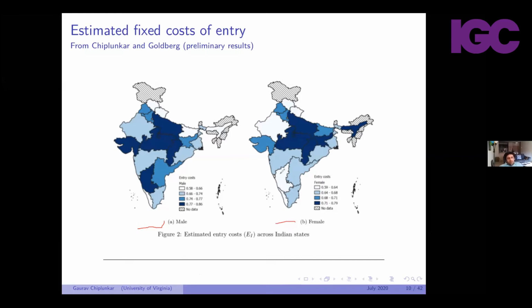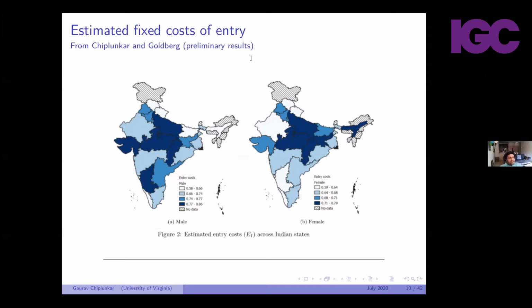And so what you find is, let's take women, right? What you can see is basically the central states here. So Madhya Pradesh, Chhattisgarh, UP, Jharkhand, and Bihar to some extent have larger fixed costs for women to get into business. Southern states, as you can see, for females are much more favorable, at least from what we can infer from our data.